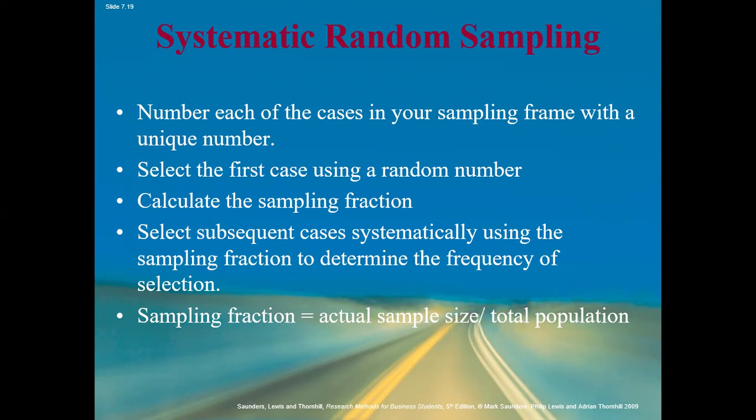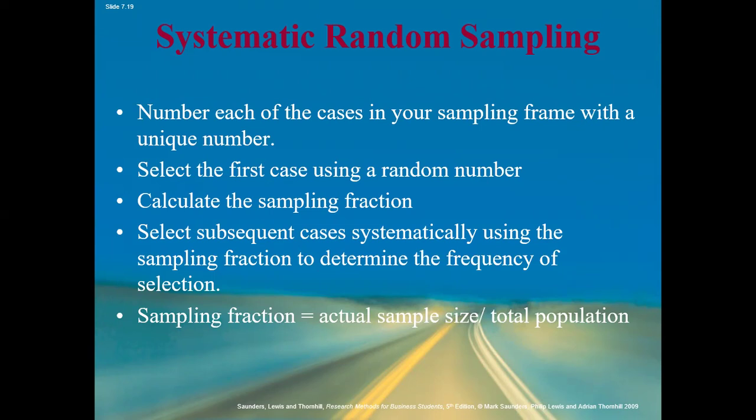Number each of these cases in your sampling frame with a unique number. For example, in your company, if you have 100 employees, numbered 1 to 100, those are unique and independent.